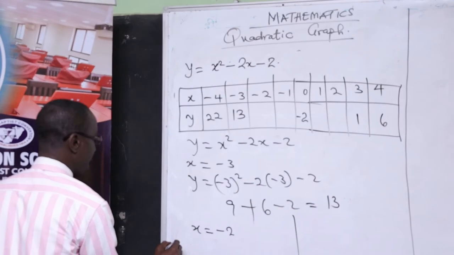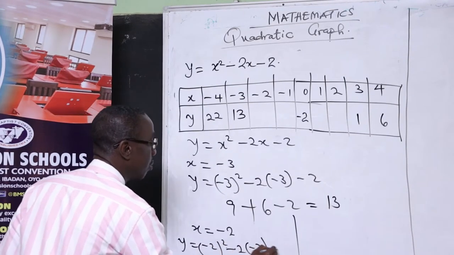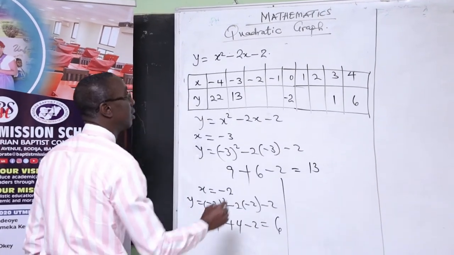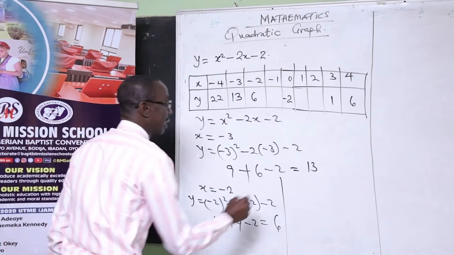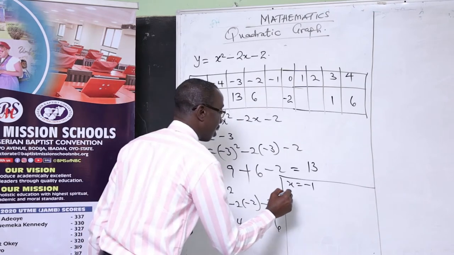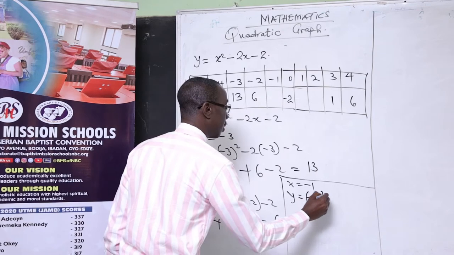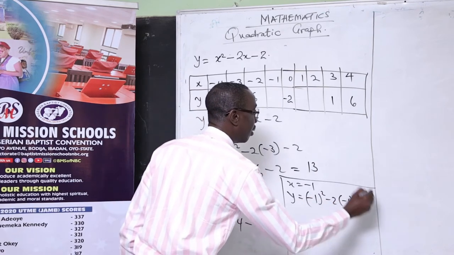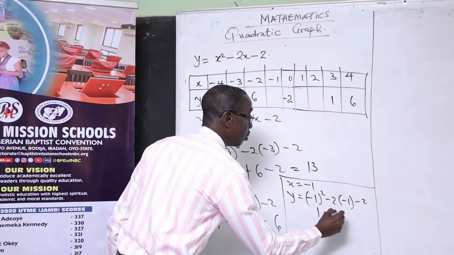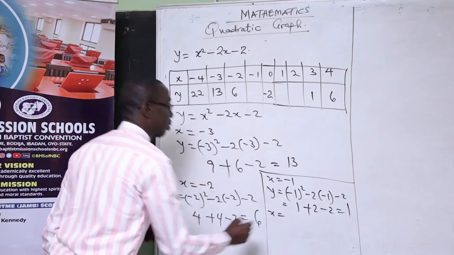You have y equal to minus 2 squared minus 2 into minus 2 minus 2. This is 4 plus 4 minus 2. That's 6. Okay? When x is minus 1, you have y equal to minus 1 squared minus 2 into minus 1 minus 2. This is 1 plus 2 minus 2, which is 1.